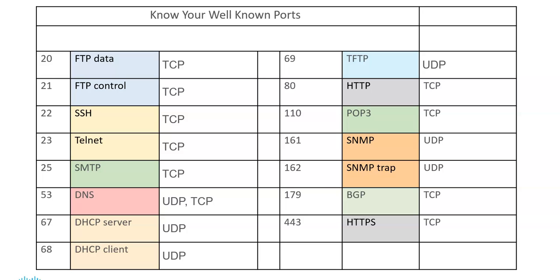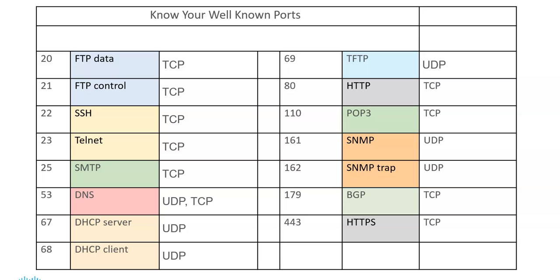22 is SSH and 23 is Telnet. These are both remote access applications. You want accuracy when you are remoting to another device to do configurations. TCP is used here.